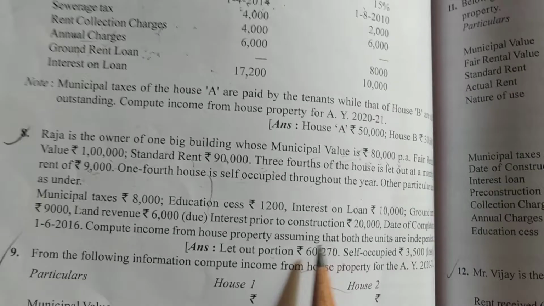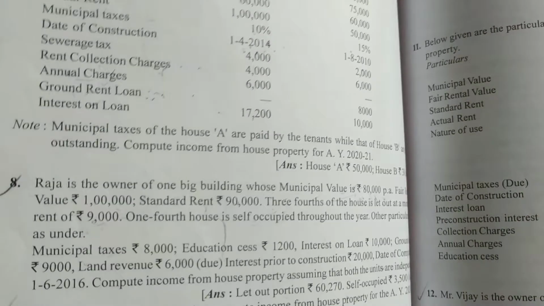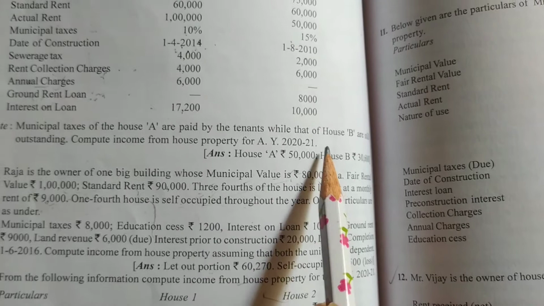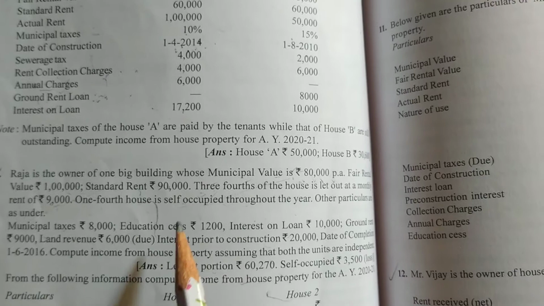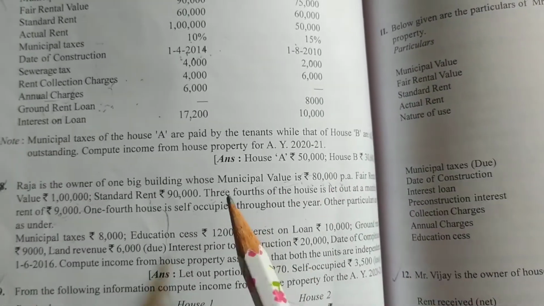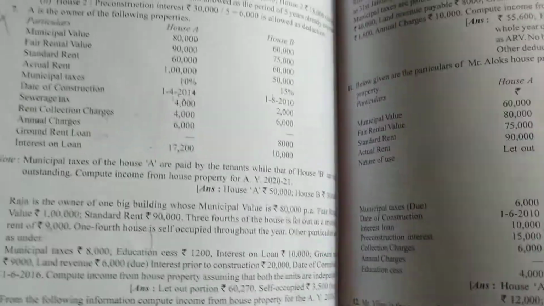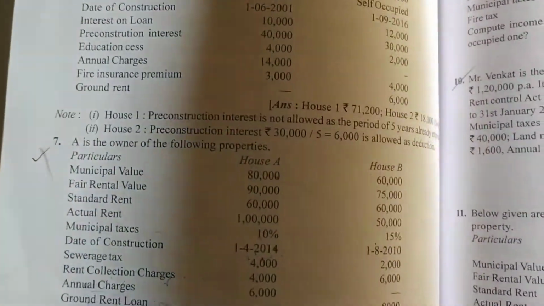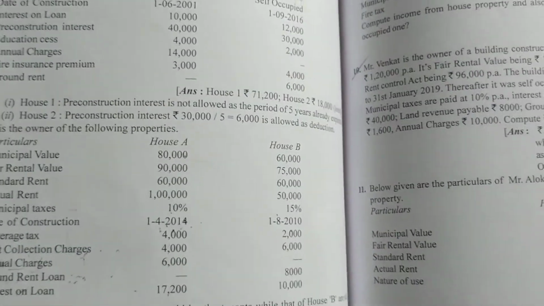Independent means what? Both are not dependent. 3/4 is separate and 1/4 is separate. So in that case, what we have to do? We have to do the problem for 3/4, that is the let out portion, and 1/4 is the self-occupied portion. So we have to calculate 3/4 and 1/4. Okay, let us start first with the let out portion. So first we'll do the problem based on the let out portion.